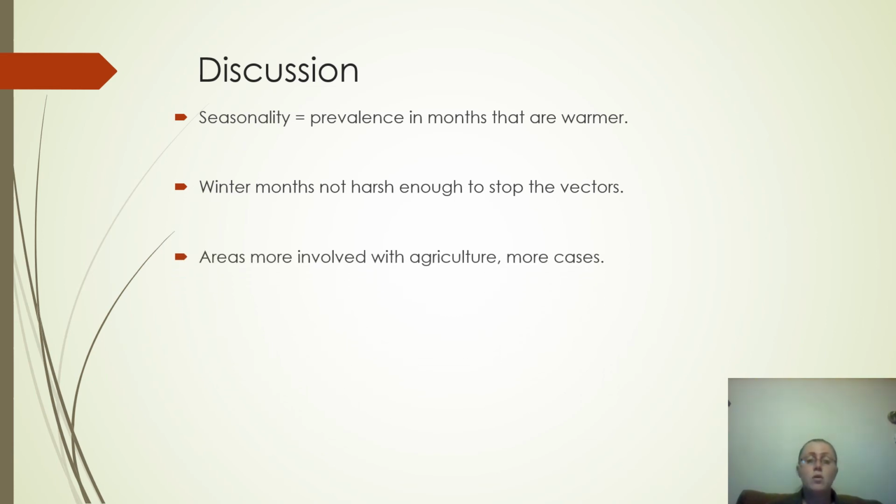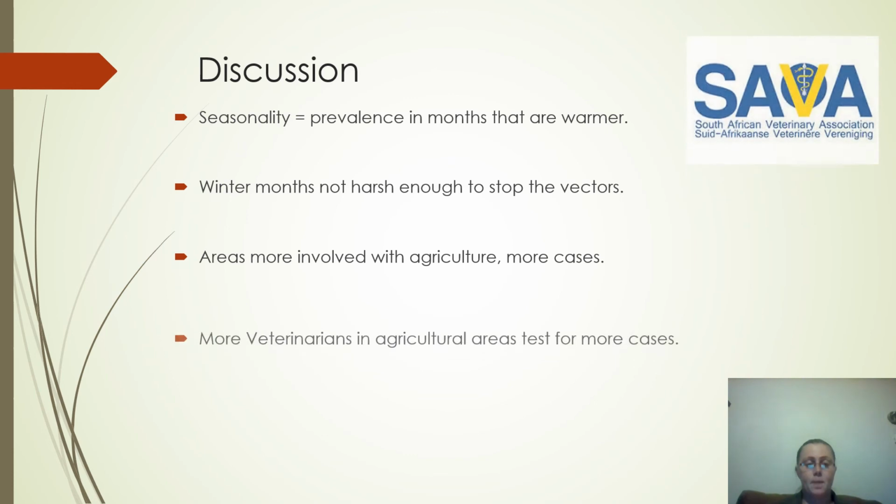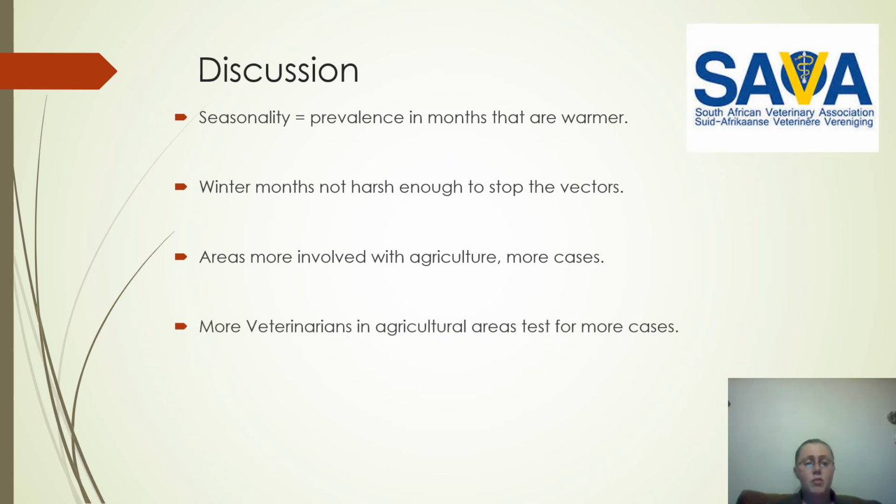Areas are not involved enough to make sure that all the agriculture is protected from Heartwater and the other diseases. Areas, especially those in Gauteng and Mpumalanga, are more agricultural areas, so there are usually more cases within these areas. And more veterinarians in agricultural areas would usually test for cases of Heartwater.